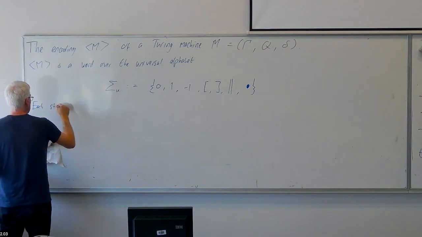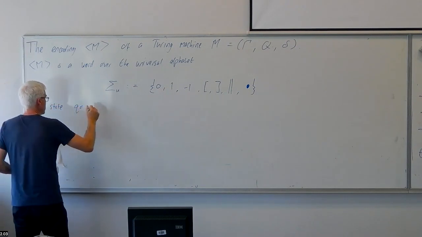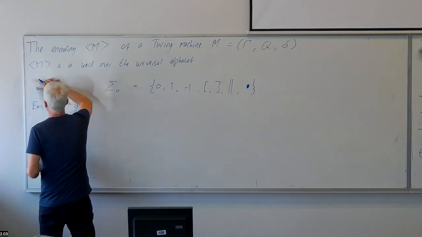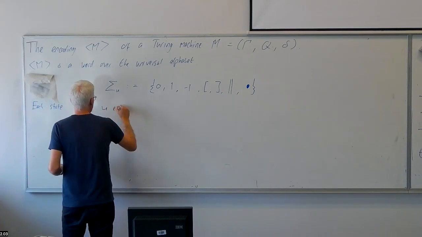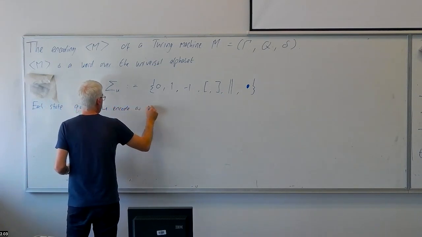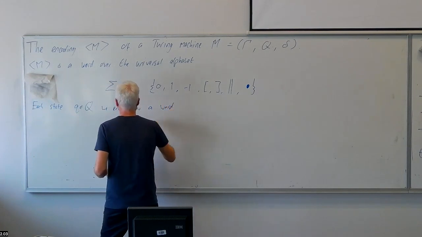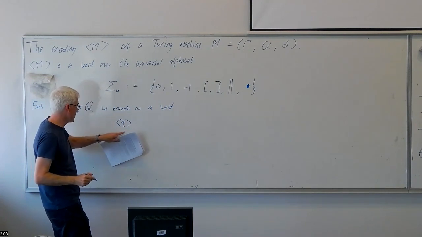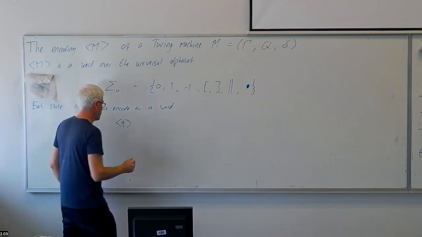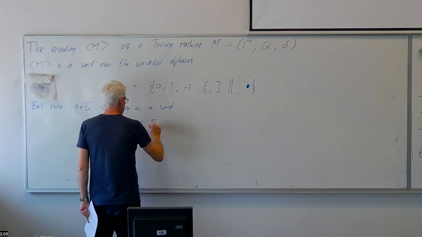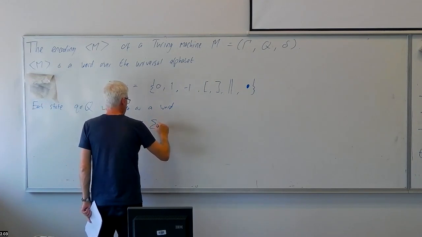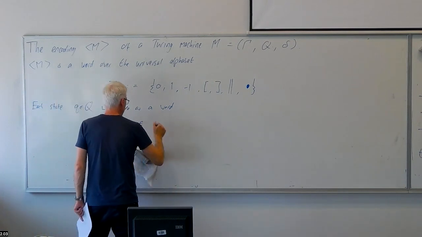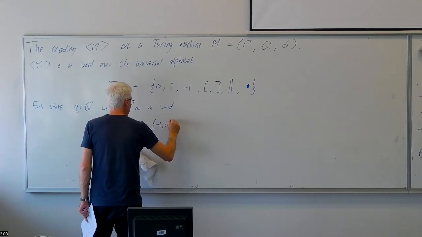So each state little q belonging to the set of states Q we encode as a word, the encoding of q. These angle brackets are always going to mean encoding whatever's in the angle brackets as a word. And this is going to be a word over the universal alphabet. Actually, I'm only going to use the symbols -1, 0, and 1 for this.